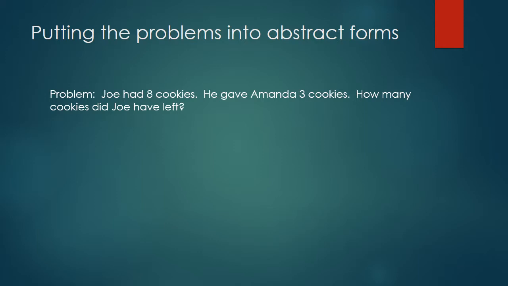Our problem is that Joe had 8 cookies. He gave Amanda 3 cookies, and how many cookies did he have left? Well, you can have your students represent this in many different ways. There are many different abstract forms that you can use. The one that we actually used to represent this problem was that we had 8 circles.